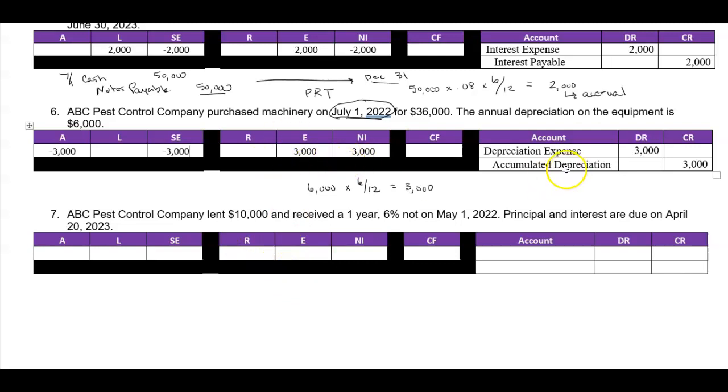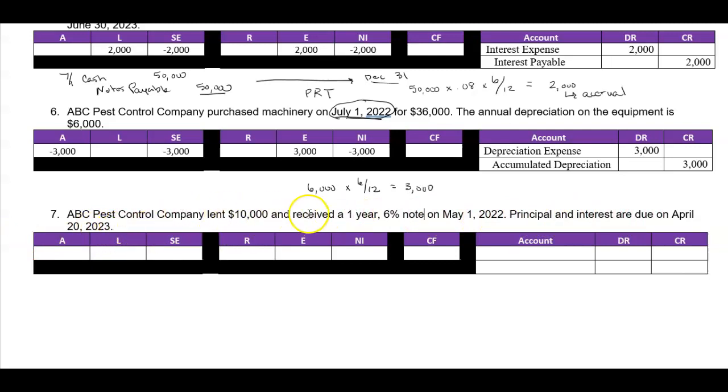This is a deferral. You bought this equipment, machinery on day 1 here. You defer the expense until the end of the period when you've actually used the asset to generate revenue. Here, we lent $10,000 and received a 1-year 6% note. It should be note. My apologies there. Note on May 1st, 2022. Principal and interest are due on April 20th, 2023.